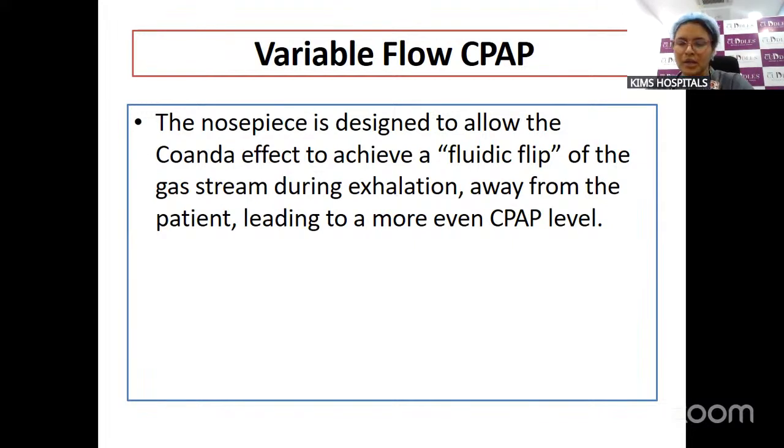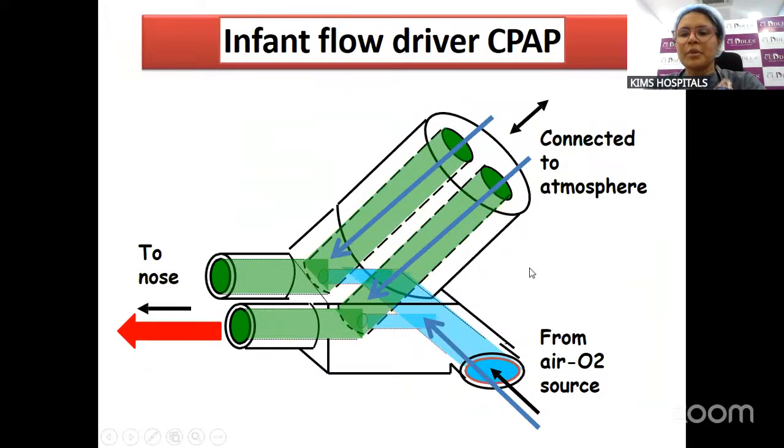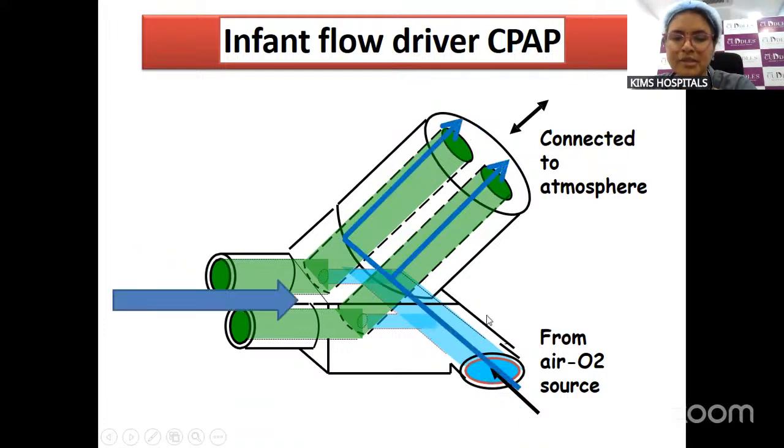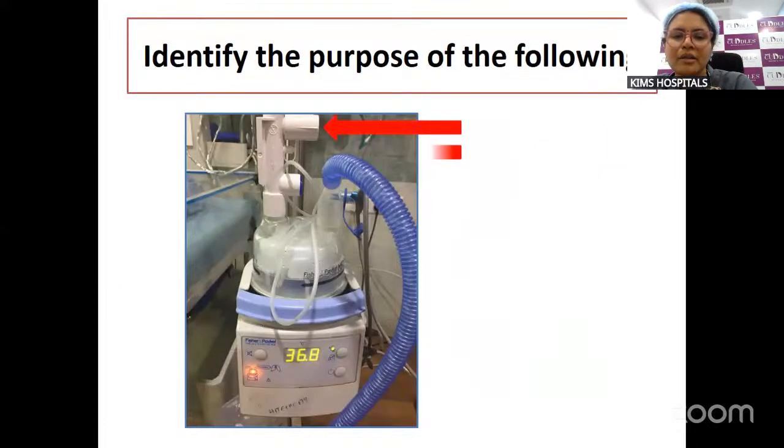wherein the nose piece of the infant flow driver is kept connected or open to the atmosphere. Whenever the baby inhales, there is an additional flow of gas that is entrained from the atmosphere, and whenever the baby exhales, some of the ventilated flow can be flipped back to the atmosphere, which is also called fluidic flip. There are some additional knobs in the bubble CPAP inspiratory circuit.